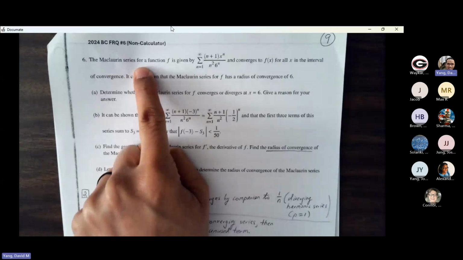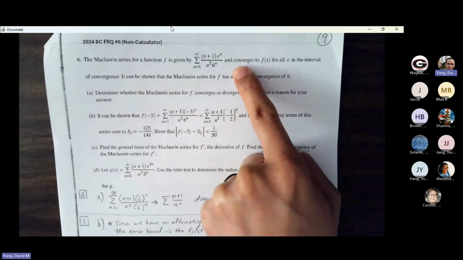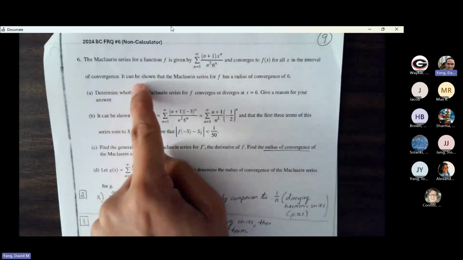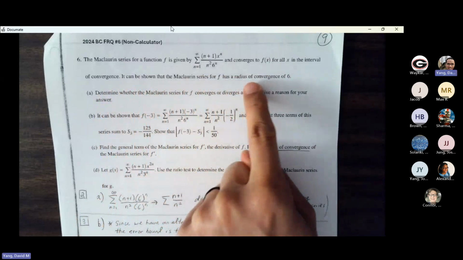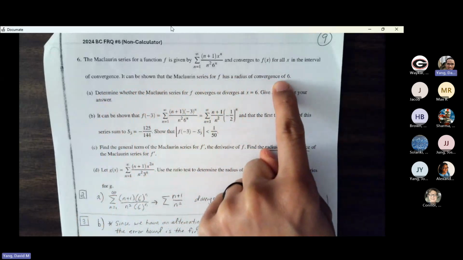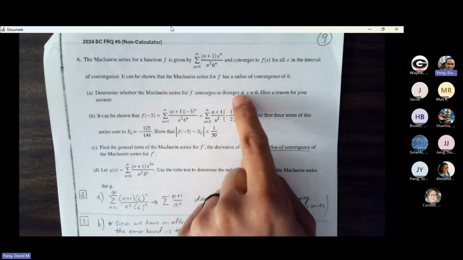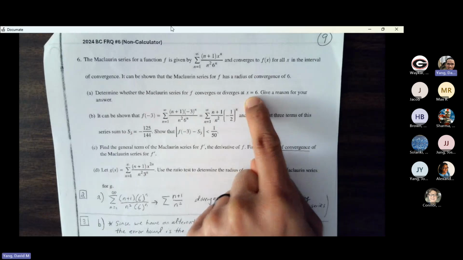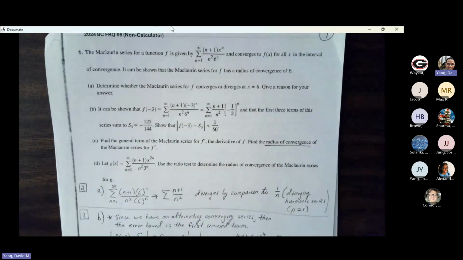The Maclaurin series for our function is given by this f of x. The series converges to f in the interval of convergence. It can be shown that the Maclaurin series has a radius of convergence of 6. Determine whether the Maclaurin series converges or diverges at x equals 6. Give a reason for your answer.